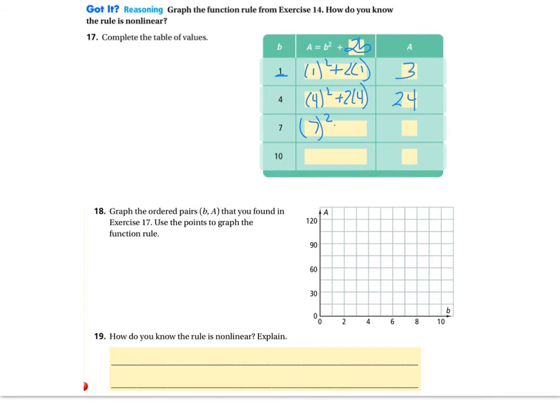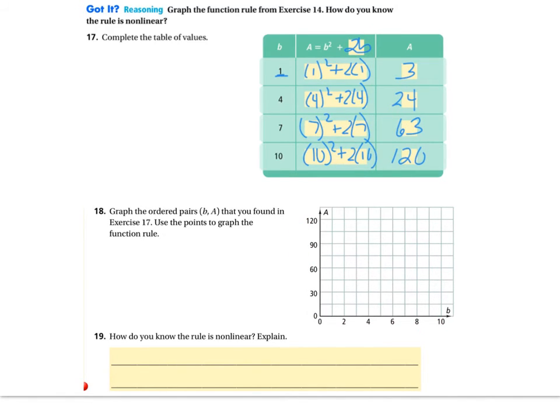7 squared plus 2 times 7. 7 squared is 49. 49 plus 14 is 63. 10 squared is 100, plus 2 times 10 is 20. That's 120. Now we need to plot those. Take a look. Our numbering is a bit different than the traditional, but notice how the intervals are still evenly spaced. That's very important. No matter what you number them, they have to be evenly spaced.